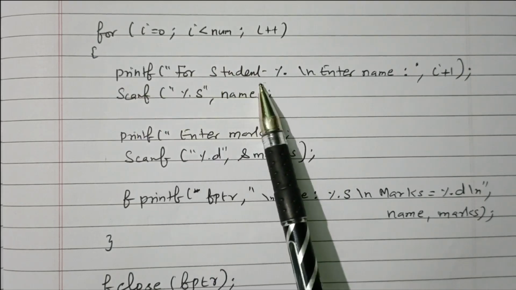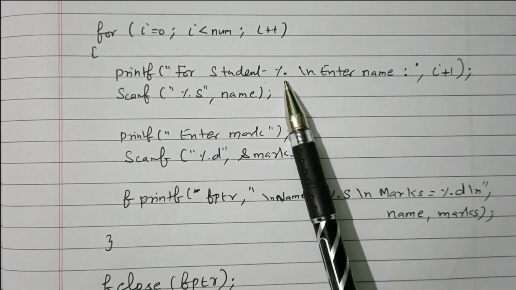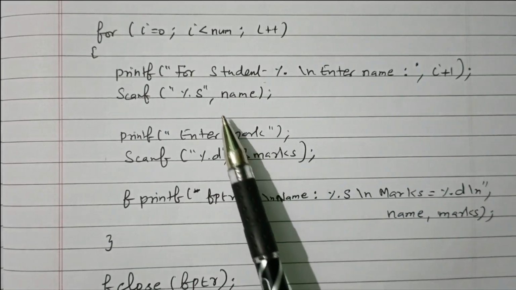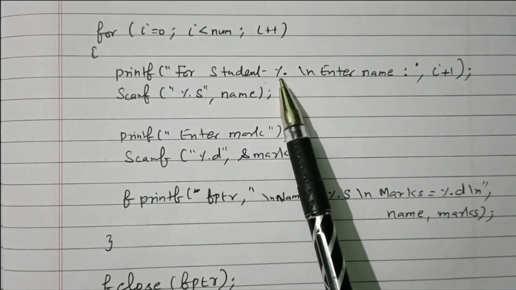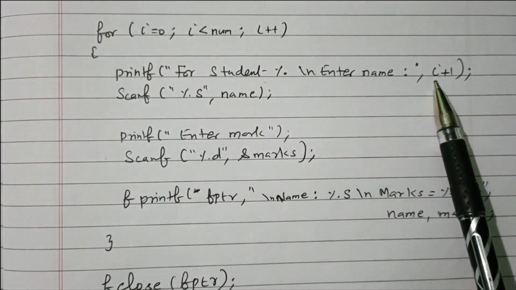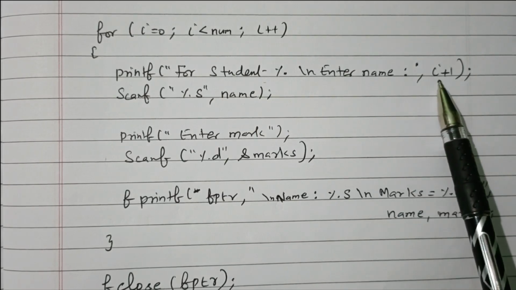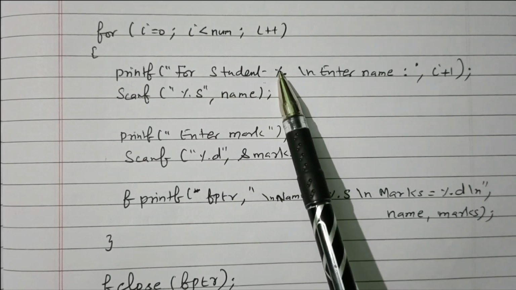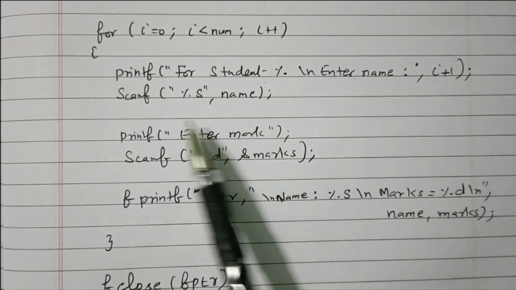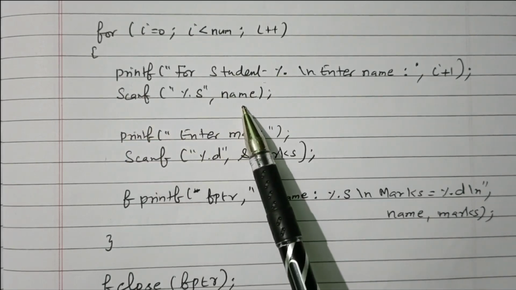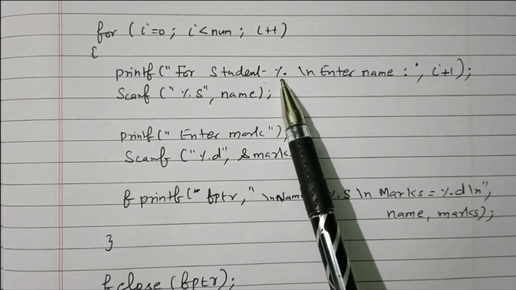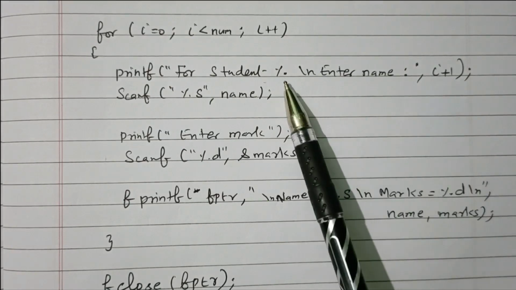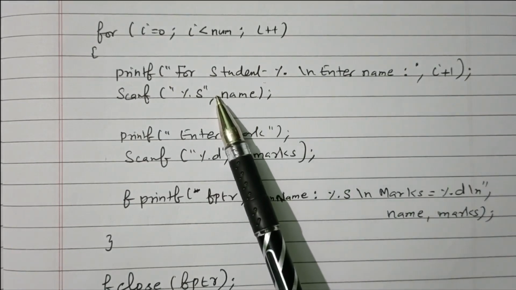Printf "Enter name for student %d", i plus 1. So what is that for the student? This %d will refer to i plus 1. i is 0, so 0 plus 1 means 1. For student 1, here it will print 1. Enter name. So scanf %s and name. This %d refers to the i value. The i value is 0, i plus 1 means 1, so it will read the first student's name.